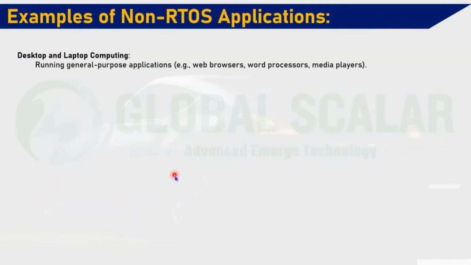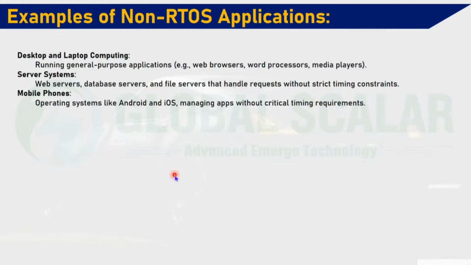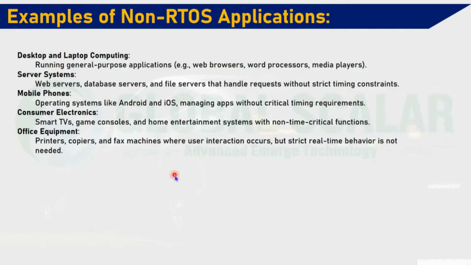Examples of non-RTOS applications: desktops and laptops, where we are able to run general purpose applications like web browsers, Word documents, or media players. Server systems, web servers, database servers, or file servers, where we are able to handle requests without any strict timing constraints. And mobile phones, with operating systems like Android or iOS managing apps without any critical timing requirement. And consumer electronics like smart TVs, game consoles, or home entertainment systems, for non-time-critical functions. And office equipment like printers, copiers, and fax machines.